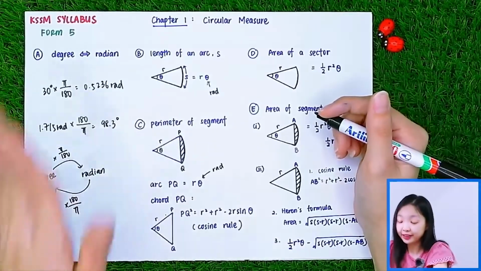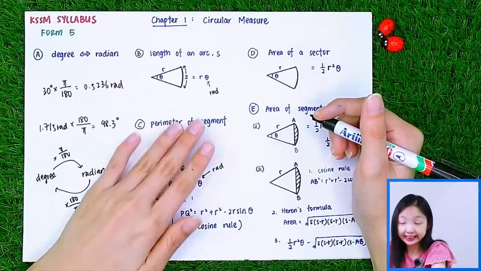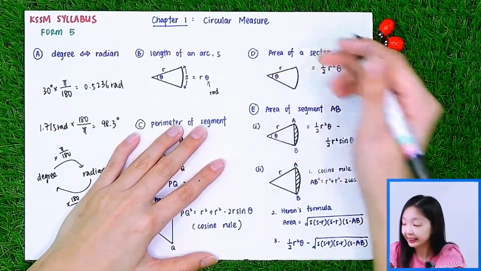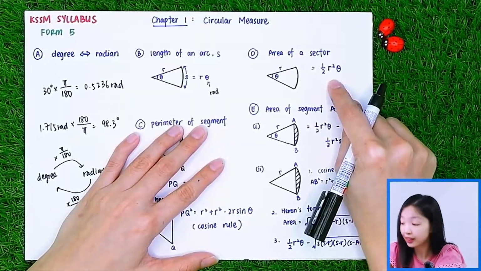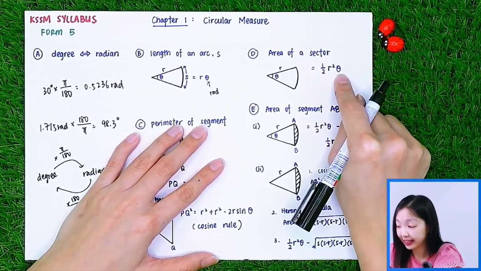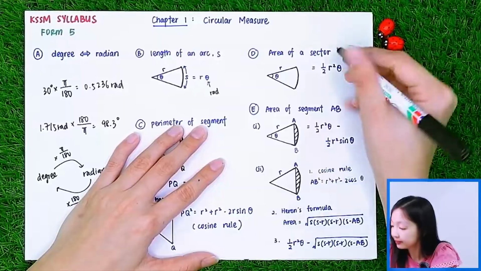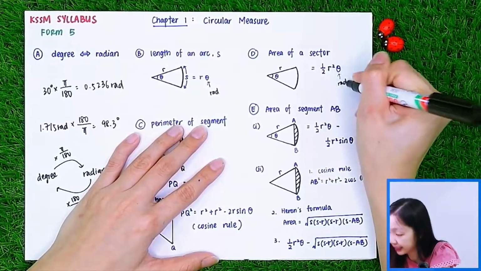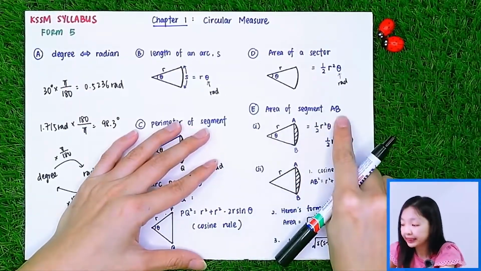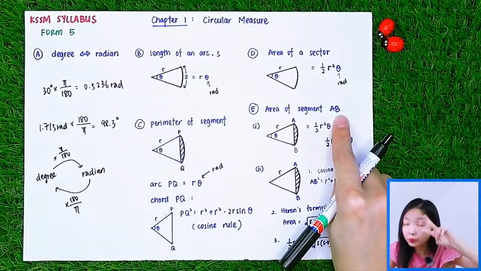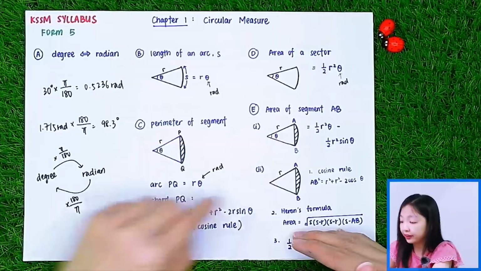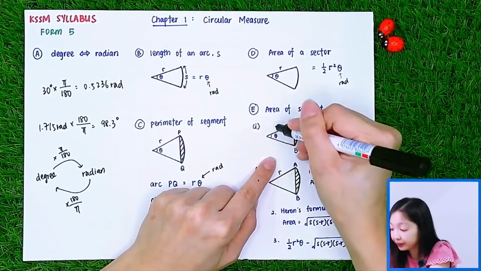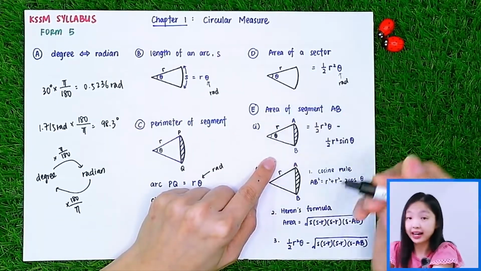So we have already finished parts A, B, and C. Now we go to part D. This is the way we find the area of the sector, by using the formula 1 over 2 r squared theta. The r is the radius, and theta is in radian. Area of the segment of AB: there are two ways to find the area of the segment. I'll share with you the first way, just in case the question gives you the radius and the angle theta.